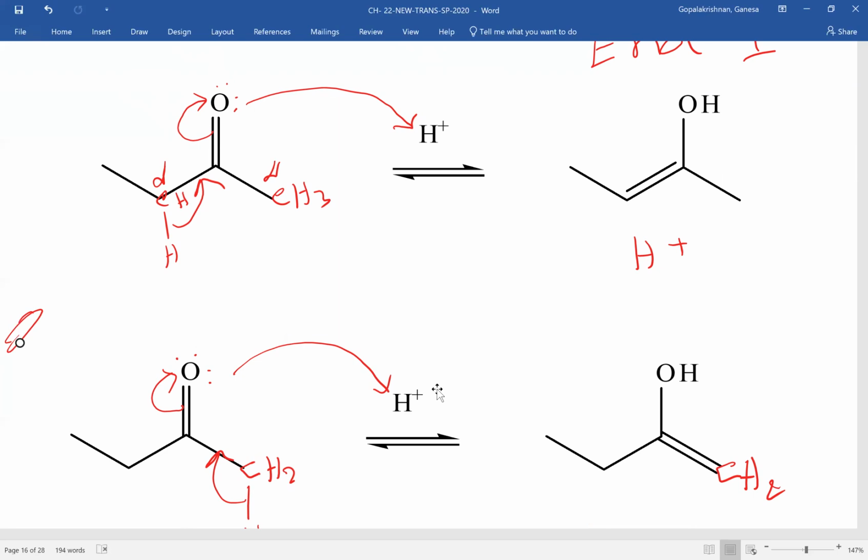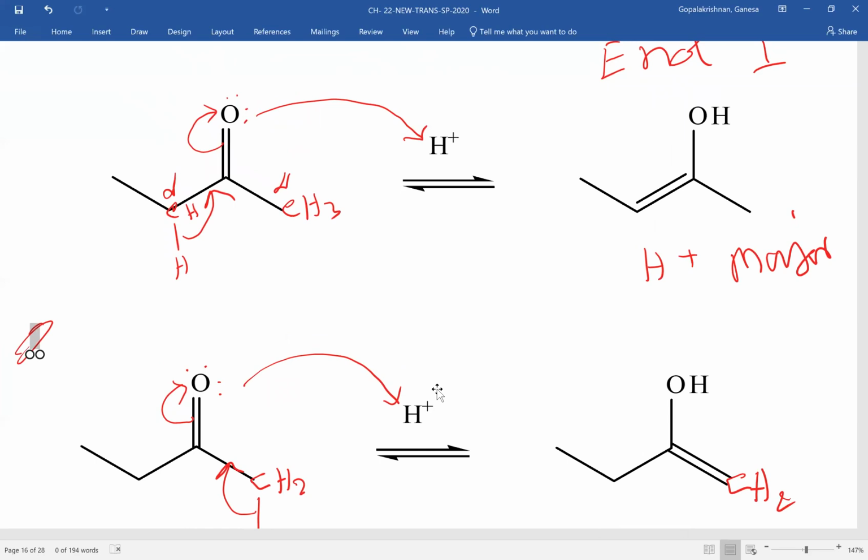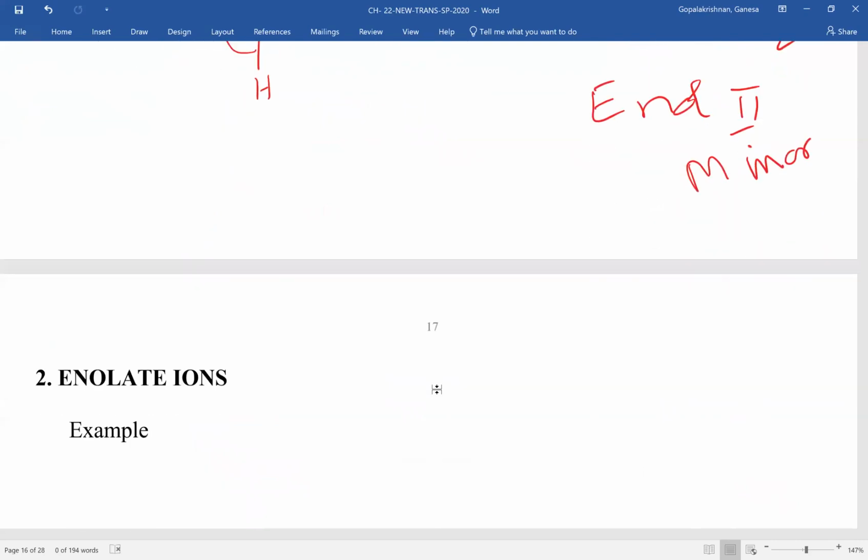Of the two, this will be the major. That means that this is minor. Its concentration is much less compared to that. Why? Of the two alpha hydrogens on both sides, this is more acidic. It is easy to drop. This is less acidic. It is harder to drop. So the reaction will go this way because it is easy to drop the proton and become an enol. So it is the major product.